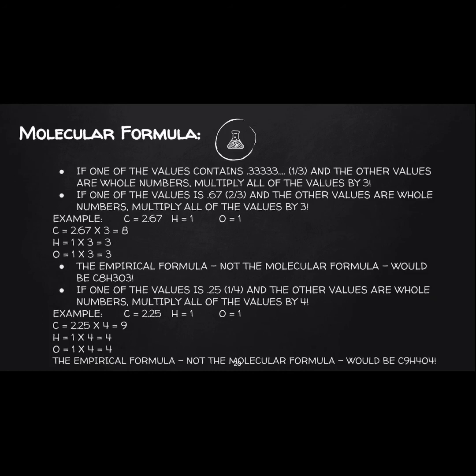If one of the values is 0.25 or 1/4 and the other values are whole numbers, then just multiply everything by 4. So in my example, I have 2.25 carbon. If I multiply that by 4, that gives me a whole number, which is 9. You can only do that for the empirical formula.